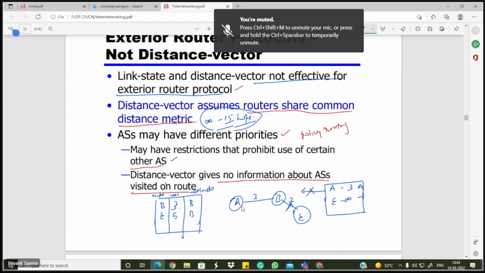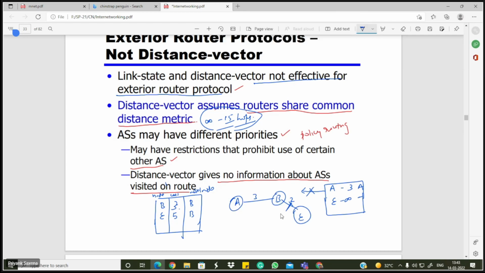B can reach E via A. So it updates its table that it can reach E via A. It updates its table that A is 3, E was infinity, but it can reach E with 3 plus 5, E is 8, via A. Next node is A, right?